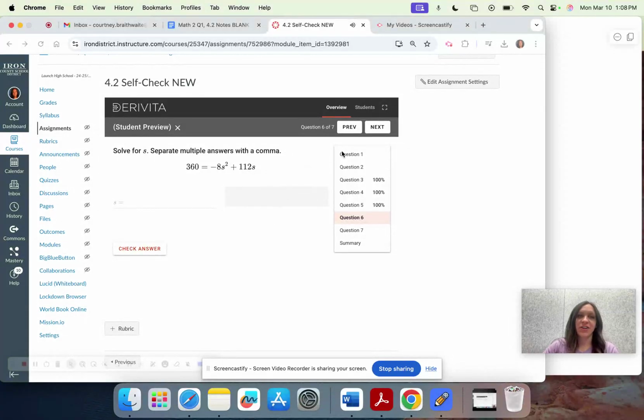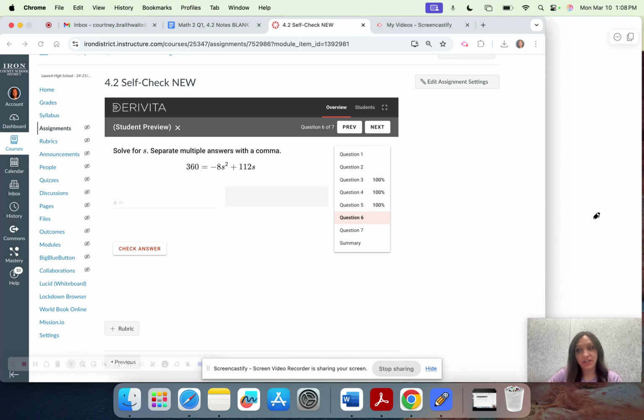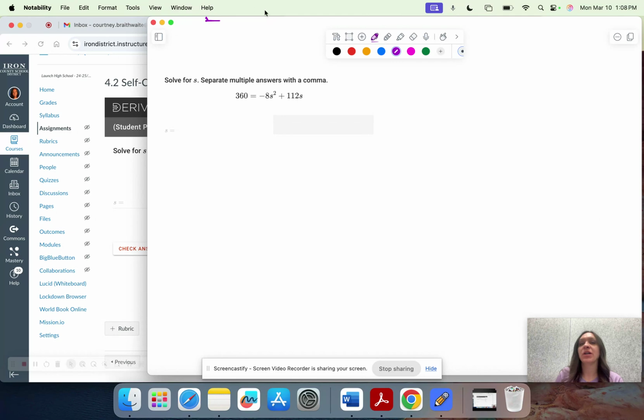Question 6, solve for S, separate multiple answers. Okay, so this is not in factored form. So number 1, we need it in factored form. And then to solve, it has to be equal to 0. So we're going to start with that one actually.